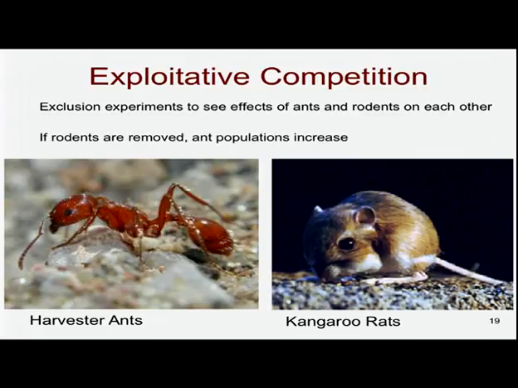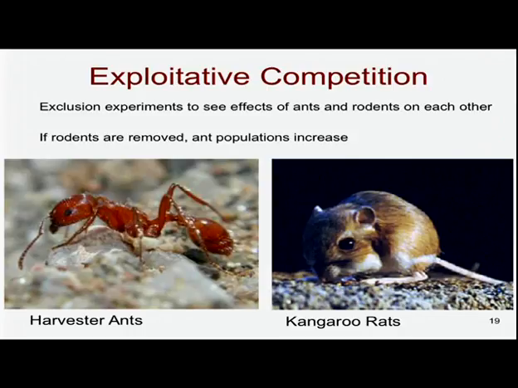Right? They're not fighting. They don't see each other, and the rat doesn't try to stomp on the ants to get more of the food, right? They don't ever see each other, but they're in competition for that same food source. So if there's lots more kangaroo rats that are really good at it, and they find all the seeds in this area at night, then there's nothing left for the ants.